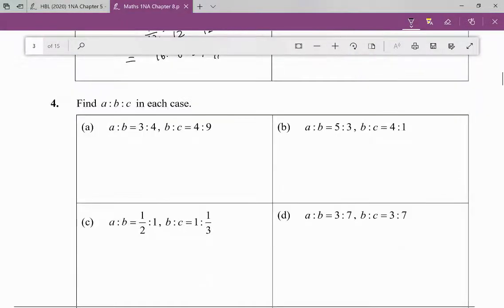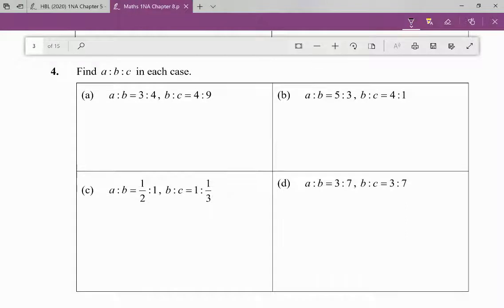Okay, the next part, I will just do question A and C. You are supposed to find A is to B is to C in this question. So basically I have to combine 2 ratios. Let me show you how to do the first one.